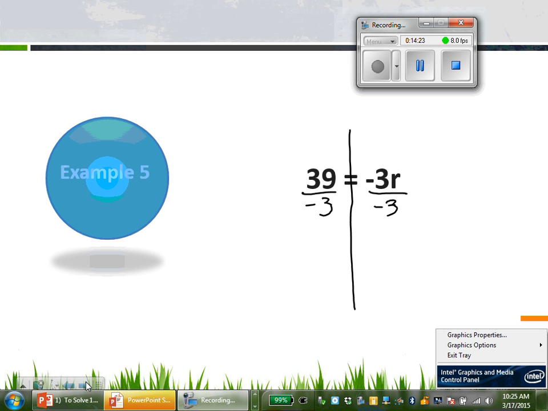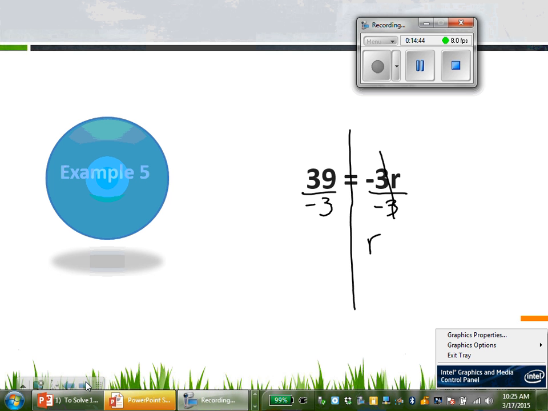Okay, and a negative divided by a negative is a positive. Somebody explain to me, why do these cancel? We know they cancel, but why do they cancel? Because they make, what do they make? They make 1. If I divide 3 by 3, I get 1. And 1 times R is just R.